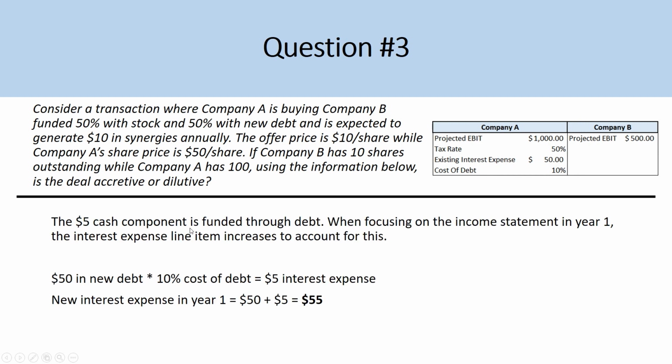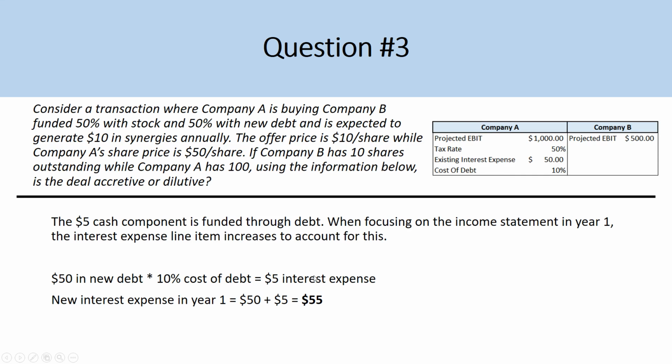Now, the $50 cash component is funded through debt. When focusing on net income in year 1, the interest expense line item increases to account for this. So not only are we accounting for just the issuance of stock, but in this question, we're also focusing on the interest component, right? So the $50 in new debt, we multiply it by the cost of debt, which in this scenario is simple, it's 10%. So we have a new incremental increase of $5 in interest expense.